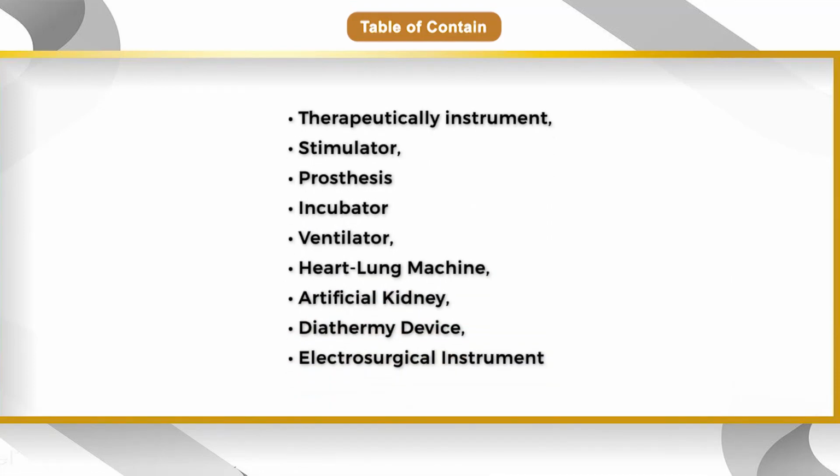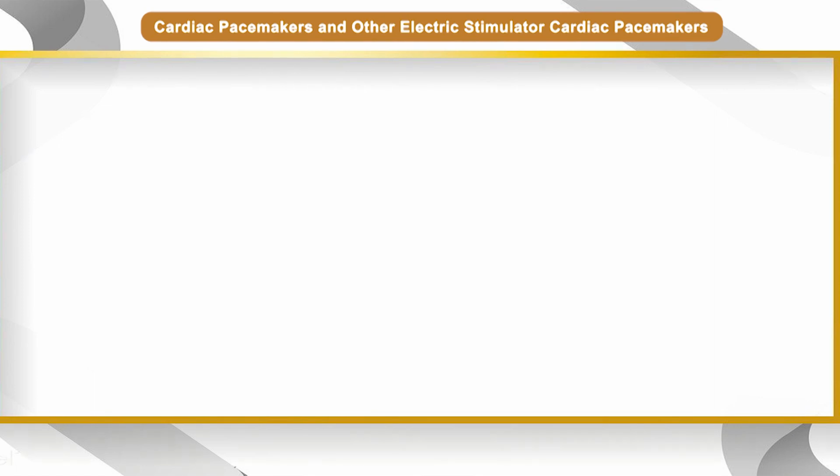In this chapter, we discuss therapeutic instrumentation: stimulator, prosthesis, incubator, ventilators, heart lung machine, artificial kidney, diathermy devices, electrosurgical instruments, cardiac pacemaker and other electric stimulators. Cardiac pacemaker, an electric stimulator to treat heart blockage.